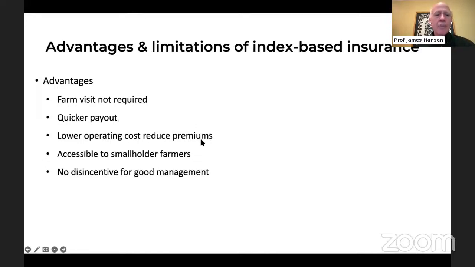This also reduces operating costs, and some of the reduction in operating costs gets passed on to the farmer. So the premiums for index-based insurance tend to be much lower than with traditional insurance, because the cost to the insurance company is lower. These changes in particular have made it possible, as I mentioned, for smallholder farmers to access insurance.